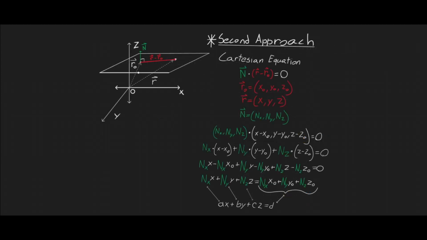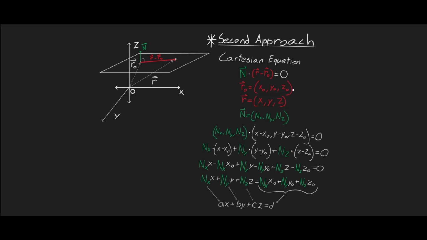The second approach that we're going to be looking at is a Cartesian equation which uses a normal vector and a parallel vector to the plane. The normal vector is a vector that makes a 90-degree angle with the plane, so it is sticking straight out of the plane. The parallel vector that we're going to be using is r minus r0, where r0 is a known point on the plane and r is any point on the plane. So this will give us a parallel vector to the plane.